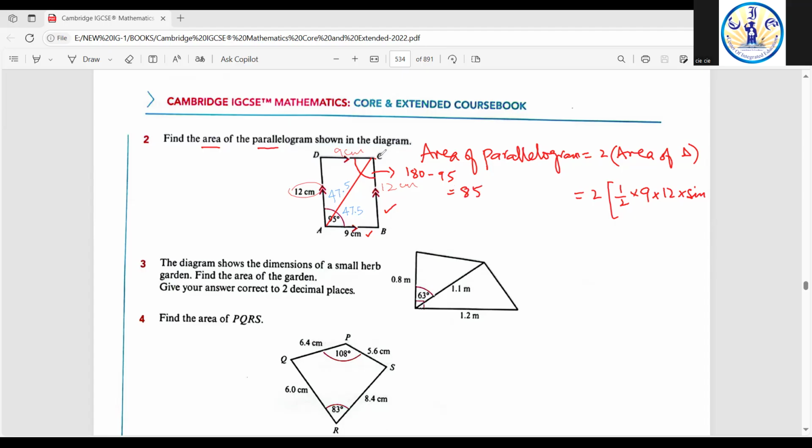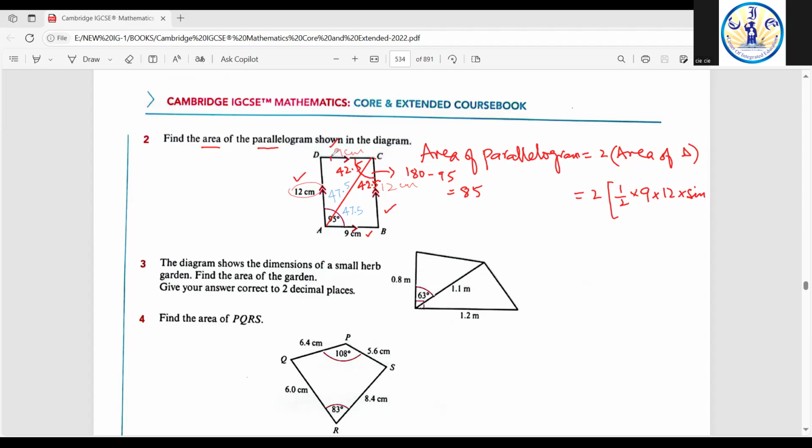Now, when we divide it into two equal parts by drawing this diagonal that bisects this angle, we need to have 85 divided by 2. That means this angle will be 42.5 degrees. Also, this angle will be 42.5 degrees. Now, I've got these two sides, 9 and 12.